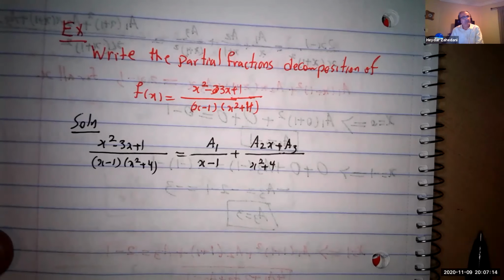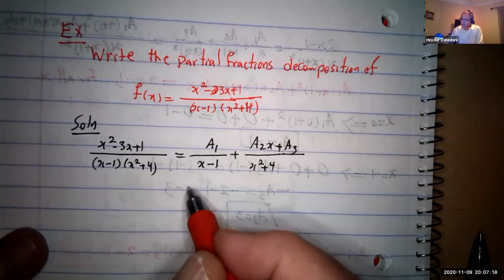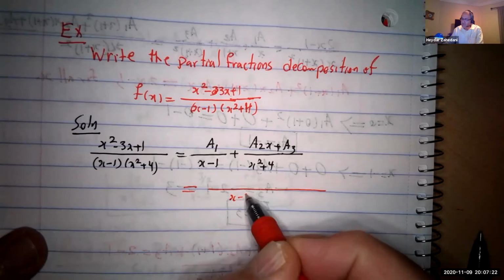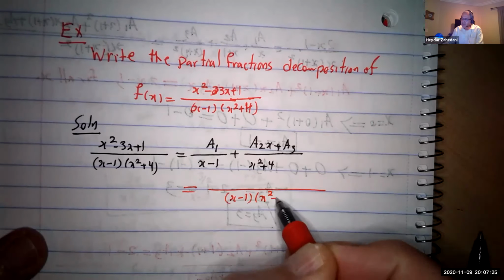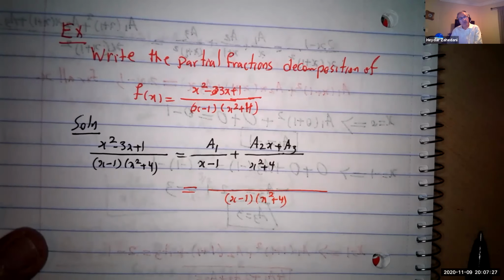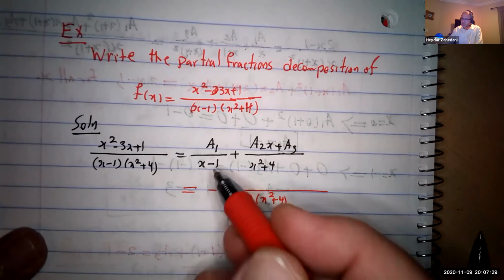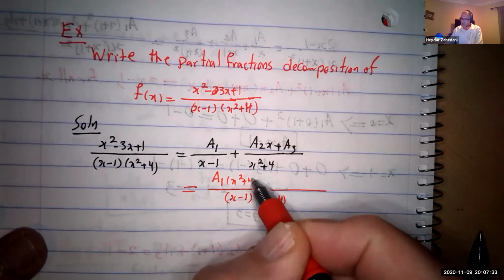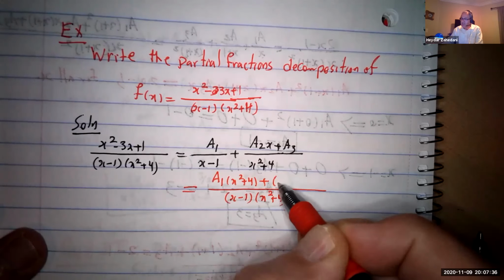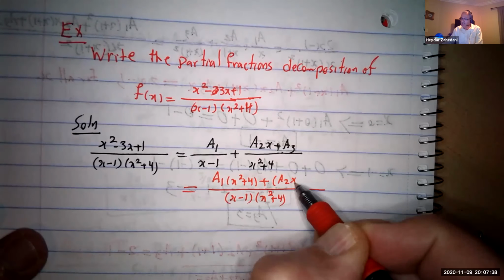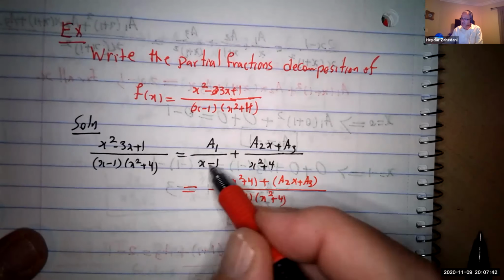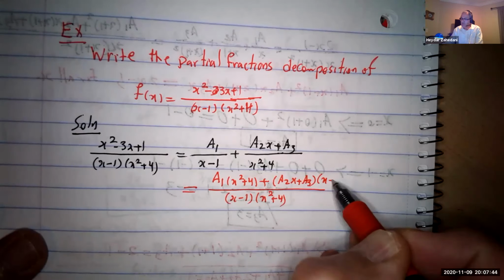Okay? So find the common denominator. So what's going to be the common denominator? The common denominator would be just x minus 1 times x squared plus 4. So what's going to be on the top? On the top, a1, the missing factor is x squared plus 4. Okay, and this one over here is a2x plus a3, okay, times x minus 1.